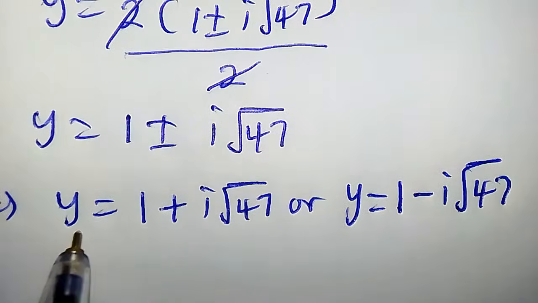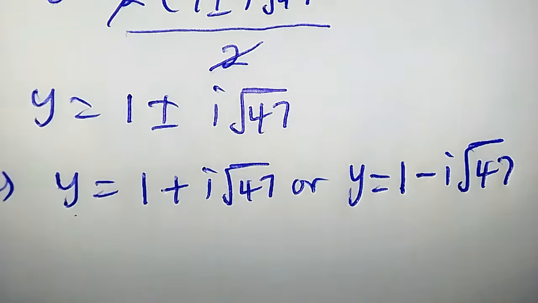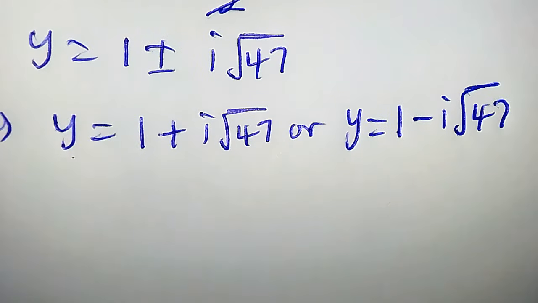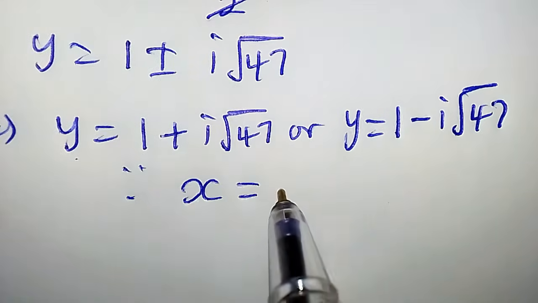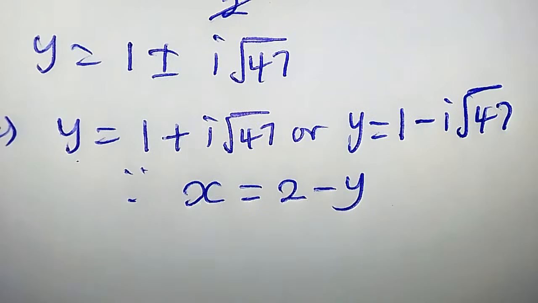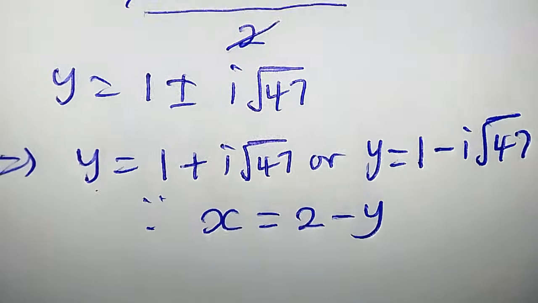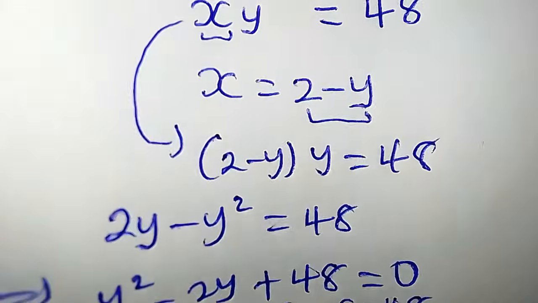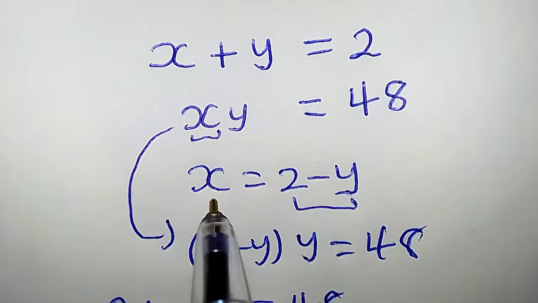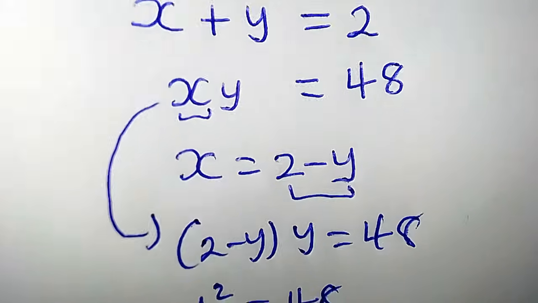Thus, we have two values for y. We can then use these two values to obtain the value of x. So, since x is equal to 2 minus y. Let me show you where we got this from. It's from this line. Let's proceed further.